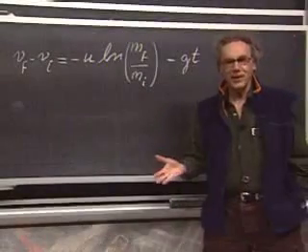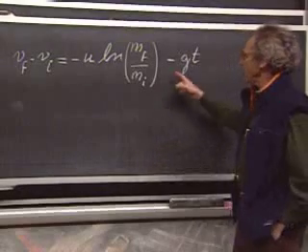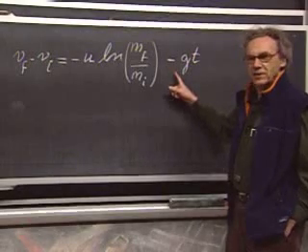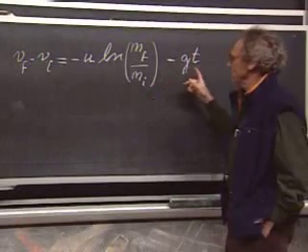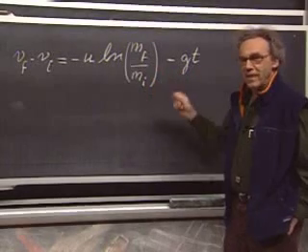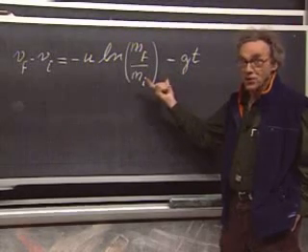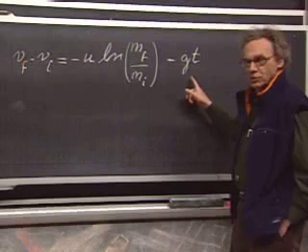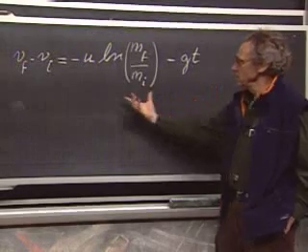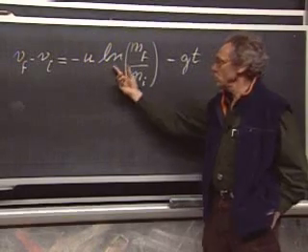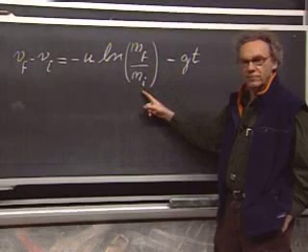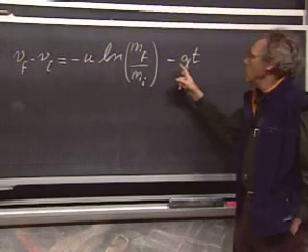When I watched my lecture, I noticed that in my enthusiasm I put brackets around the minus gt. This is quite misleading because it may give you the wrong impression that there's a product at stake here, which is not so. So the brackets really should not be around the minus gt. It is this term, minus u logarithm of m_f divided by m_i, minus gt.